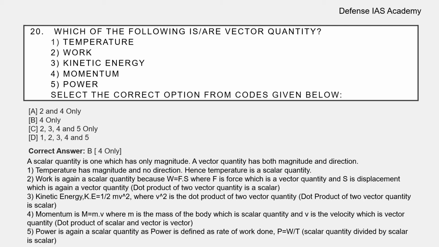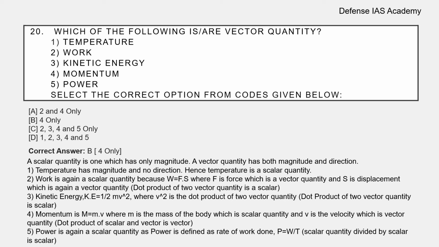Now work is again a scalar quantity, because work is defined as force into displacement. W is equal to F dot S. Force is a vector quantity, and displacement, or S, is again a vector quantity. So the dot product of two vector quantities is a scalar quantity. So work is a scalar quantity. Next is the kinetic energy, KE. The formula says KE is equal to half mv squared, where v squared is the dot product of two vector quantities. So the dot product of two vector quantities is again a scalar quantity. Thus kinetic energy is a scalar quantity.